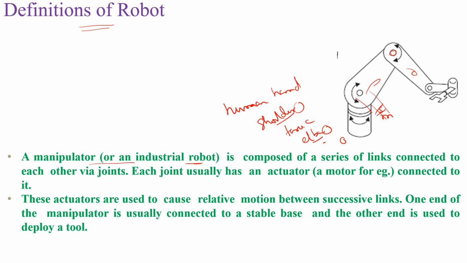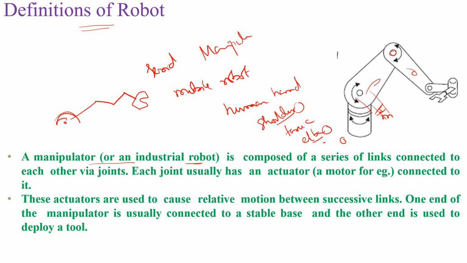Okay, so basically robots are classified as serial manipulators and mobile robots. Serial manipulator means one end is fixed and the other end is free. So this is one joint, this is the second joint, third joint, fourth joint, and this is your wrist, or we can say end effector. This is the last joint. So basically, this is the manipulator.